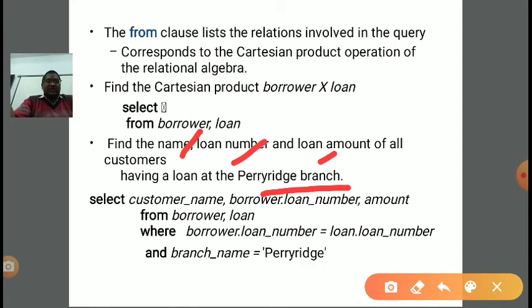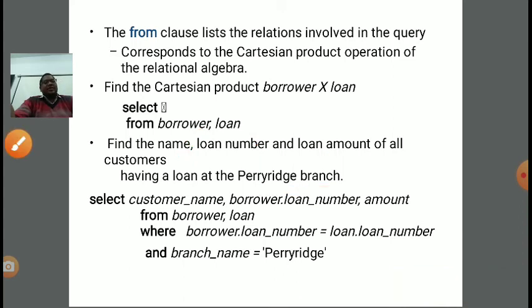So select customer name, borrower dot loan number, which will be taken from the borrower relation, because those customers who are having the loan, so loan number will be picked from the borrower relation, and amount from the loan relation, because we require information from two relations, where borrower dot loan number should be equal to loan dot loan number. This line is written in order to remove the duplicacy, because in the borrower and loan tables the loan number attribute will be the same. In the loan table the loan number attribute is the primary key, and in the borrower table the loan number attribute is a foreign key. And one more condition is there: branch name should be parish, right?